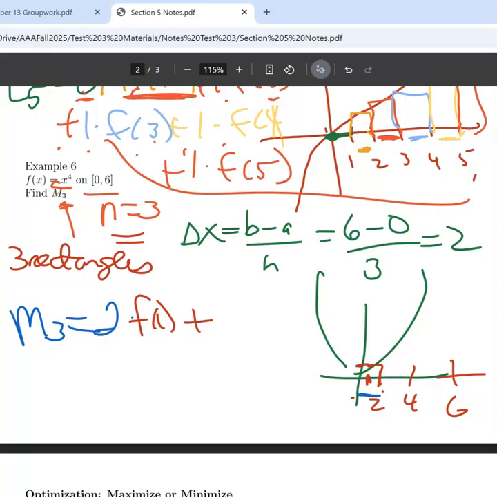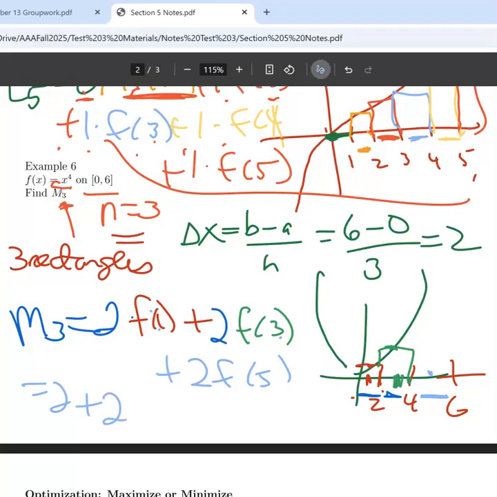Plus, okay, again the width of 2, and then I would say f of, and I'm going to go up to that y value, and the x value I'm using is 3. Plus, okay, going to this third rectangle, still the width of 2, and the x value I'd be using would be 5. So I'd have 2, and I put 1 into the function, that's 1, plus 2, put 3 into the function, so I'm just going to say 3 to the 4th, plus 2 times 5 to the 4th. And there we go.